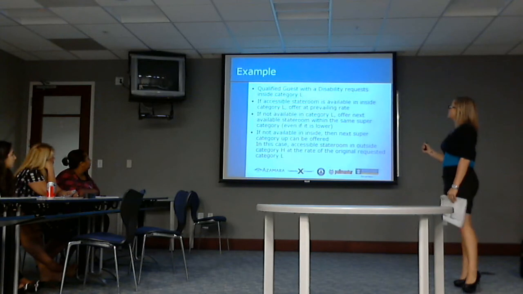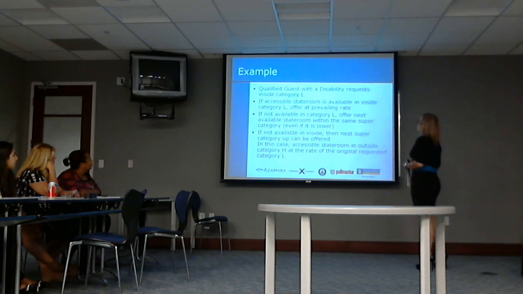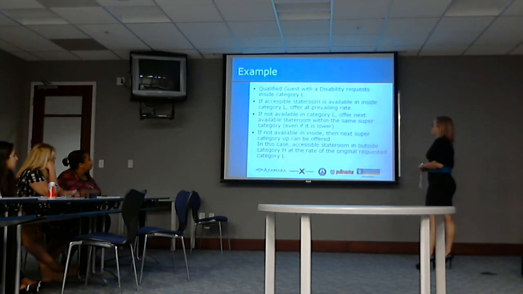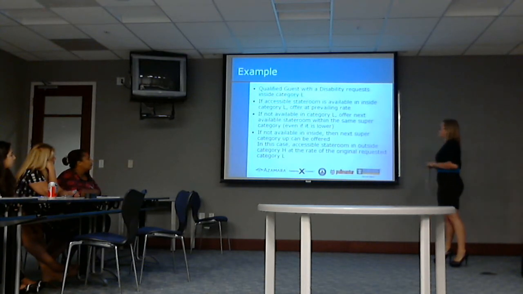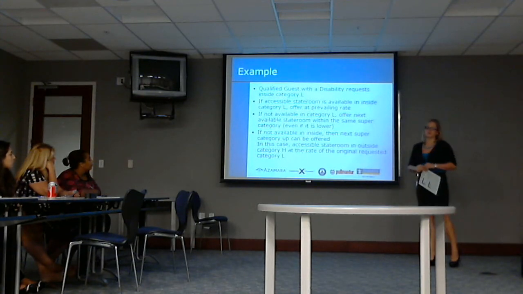Here's an example. A qualified guest with a disability requested inside category L. If an accessible stateroom is available in inside category L, offer the prevailing rate. If not available in category L, offer the next available stateroom within the same super category, even if it is lower, so even if it's one step down. If not available in an inside, then the next super category up can be offered. In this case, an accessible stateroom in outside category H at the rate of the original requested category L.